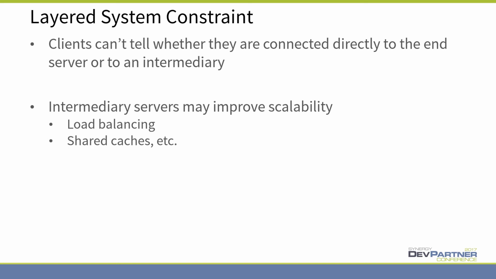Layered system constraint, a complex way of saying clients can't tell whether they are connected to the server directly or not. This is coming back to the cacheable thing. So RESTful APIs are supposed to be cacheable, and the client should have no clue whether it's talking to the actual service or some intermediate cache. Okay, it shouldn't make a difference to it. And as long as everybody's following the caching rules along the way, then that should be fine.